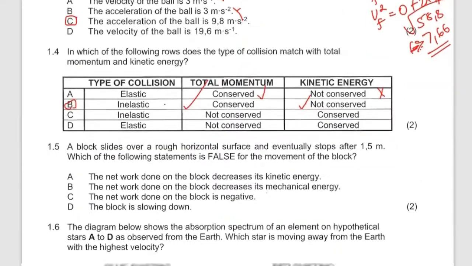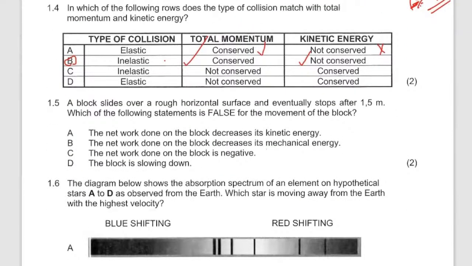Then 1.5. A block slides over a rough horizontal surface and eventually stops after 1.5 meters. Which of the following is correct for the movement of the block? Okay, they are telling us that the net work done when the block decreases its kinetic energy. This is correct, because we know from the work energy theorem that the net work done is equal to the change in the kinetic energy, the EK. Okay.